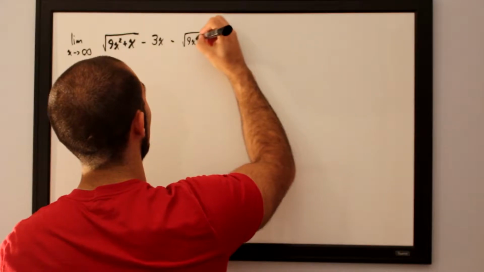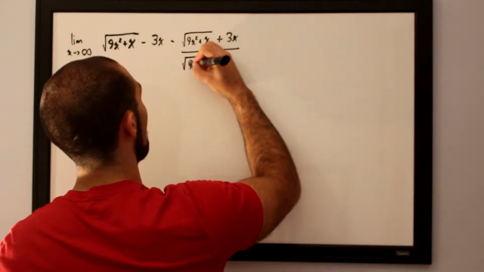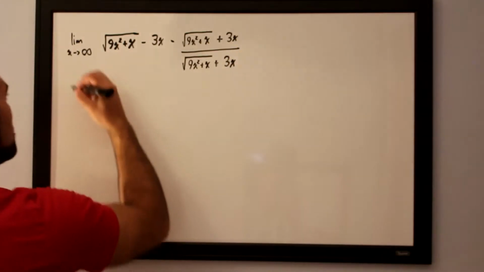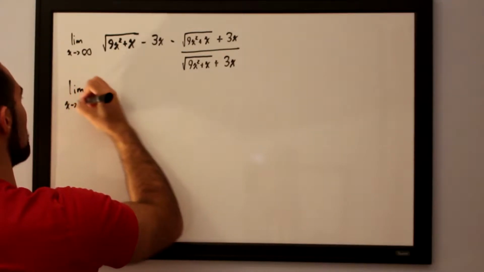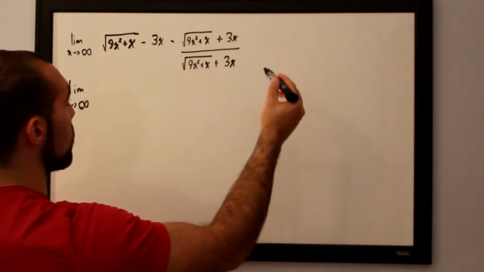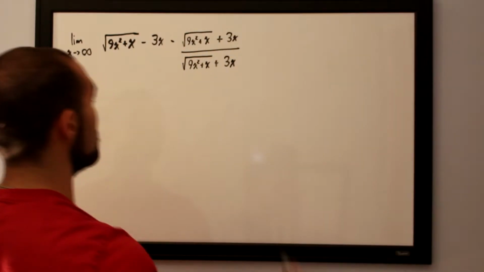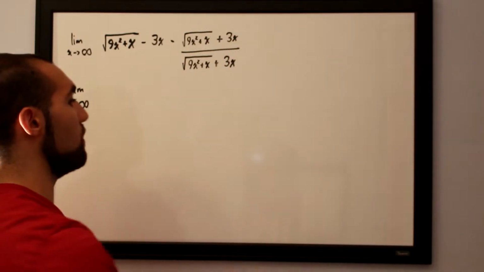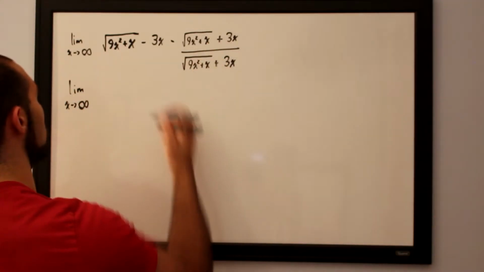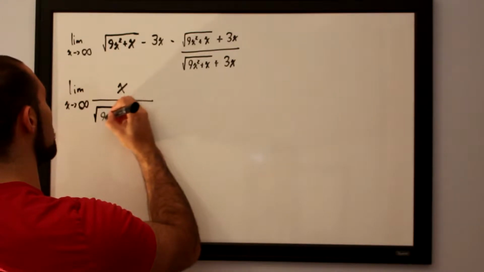So we're going to have the square root of 9x squared plus x, plus 3x, over the square root of 9x squared plus x, plus 3x. And this is going to distribute very nicely. So say we wanted to take the limit as x approaches infinity. The numerator is going to become 9x squared plus x, and then this is going to be negative 3x multiplied by 3x. This is going to leave us with negative 9x squared. So the 9x squareds are going to cancel each other out, and all we're going to be left with is this x term right over here. So we're going to have x in the numerator, and we're going to have the square root of 9x squared plus x, plus 3x.